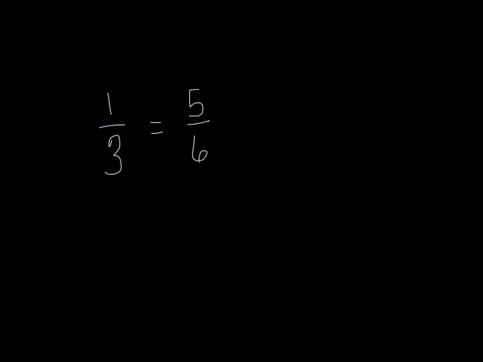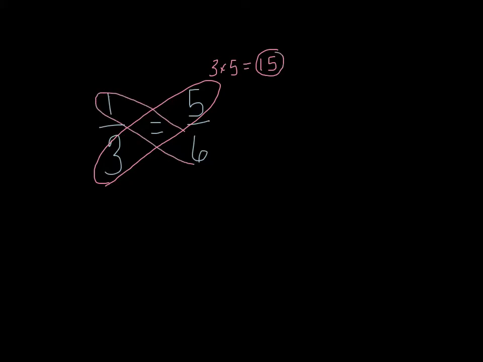Let's try that on these 2 fractions. Let's see if 1/3 equals 5/6, and let's use proportions to find out. I'll multiply the cross products. 3 times 5 is equal to 15. And then over here, 1 times 6 is equal to 6. Well, 6 is not equal to 15. So 1/3 is not equal to 5/6, and I'd put a line through the equal sign.